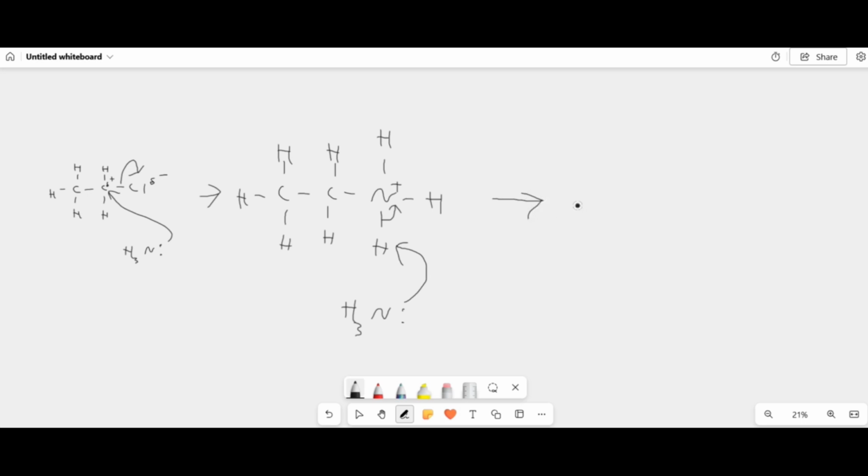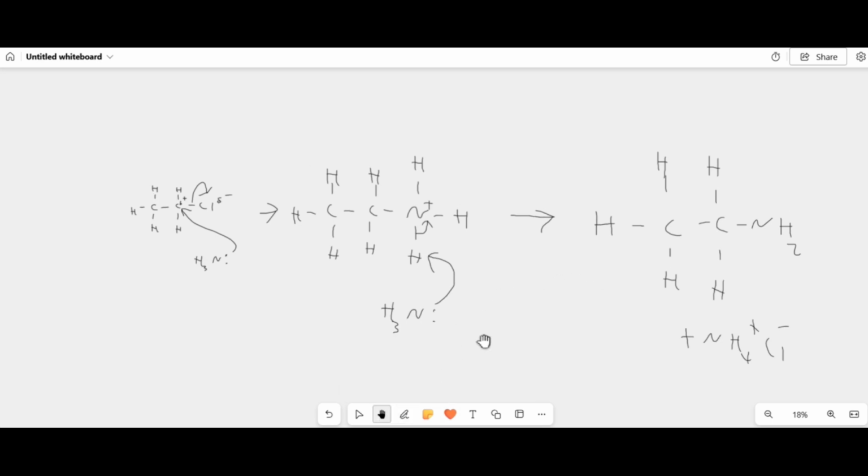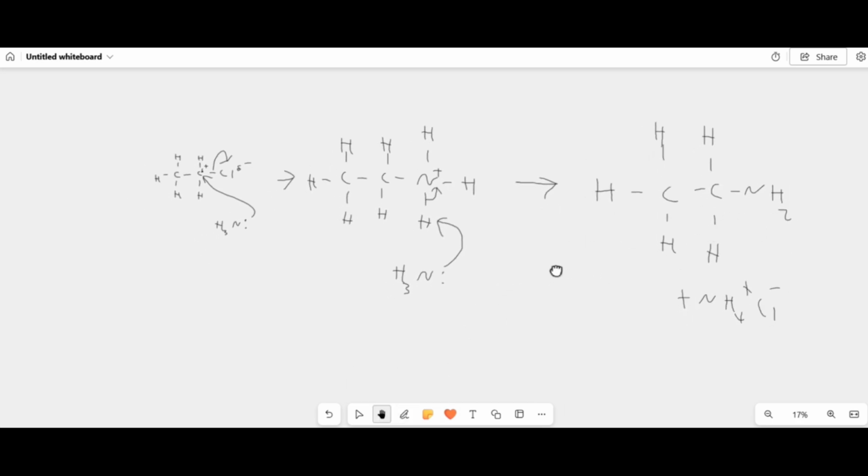So if the Cl is getting kicked out and you've got the ammonium ion forming, it's going to form ammonium chloride. So you're going to get H, C, C, NH2, H, H, H, H. That's going to be NH4 plus here and Cl minus here. That's going to produce a primary amine.